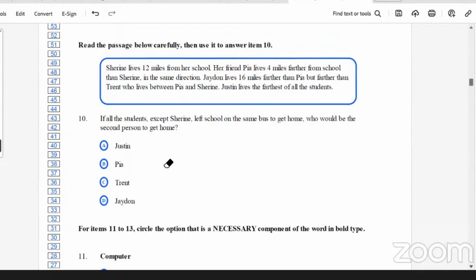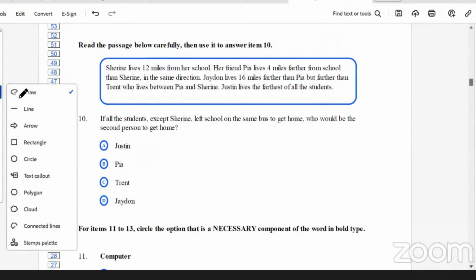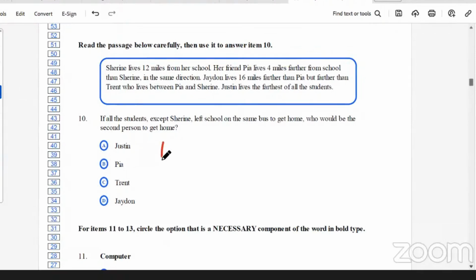Question 10 says, if all the students except Shireen left school on the same bus to get home, who would be the second person to get home? Let's try to represent this with a diagram. So here is the school.